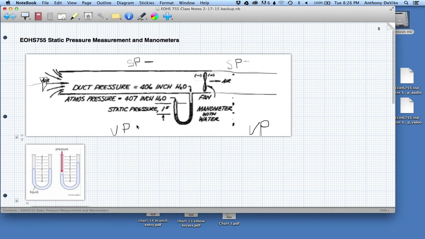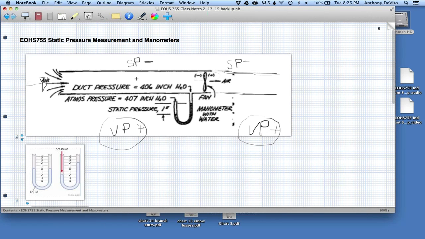Anybody want to guess what the velocity pressure is on this side and this side? Is it negative and positive, positive and positive, negative? It's positive, excellent. It's positive on both sides. And assuming that this is all the same size ductwork, is the velocity pressure higher on the suction side or higher on the discharge side? Good guess, but it's positive on both sides.